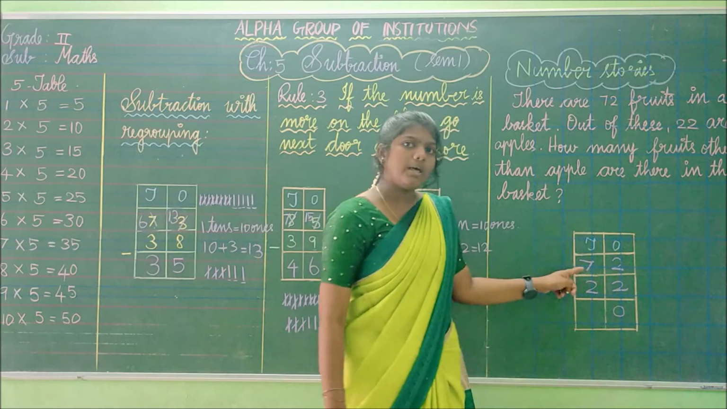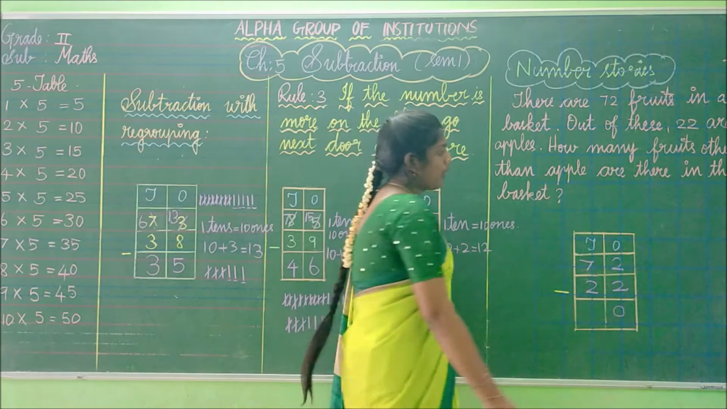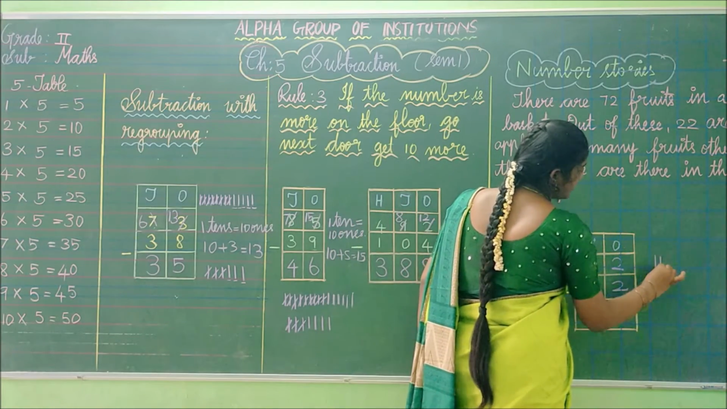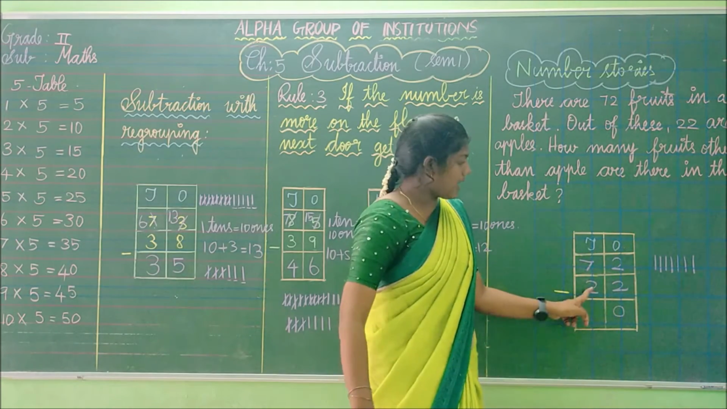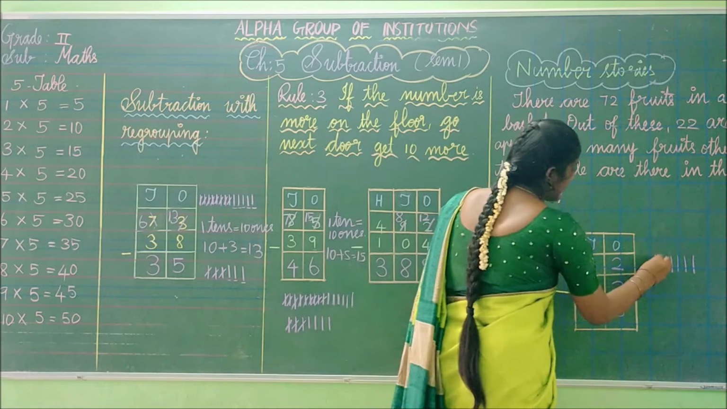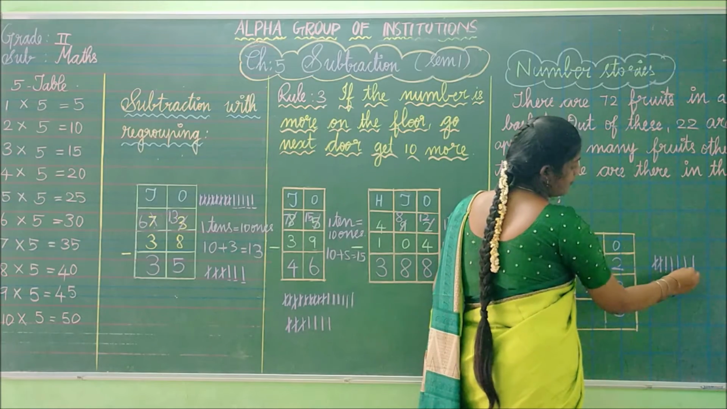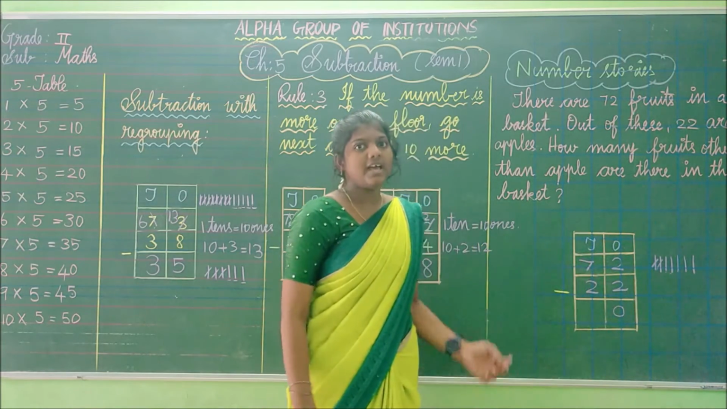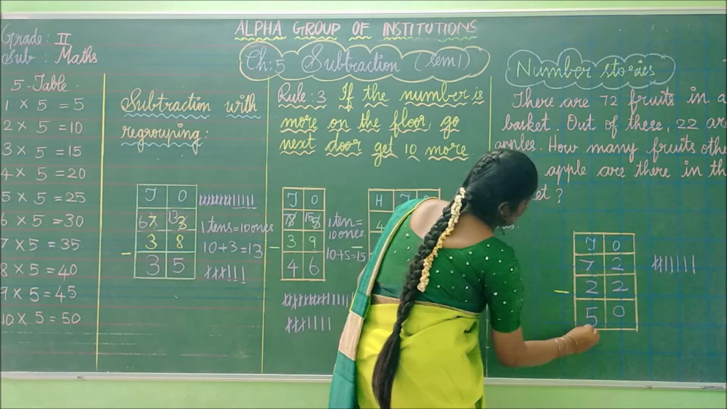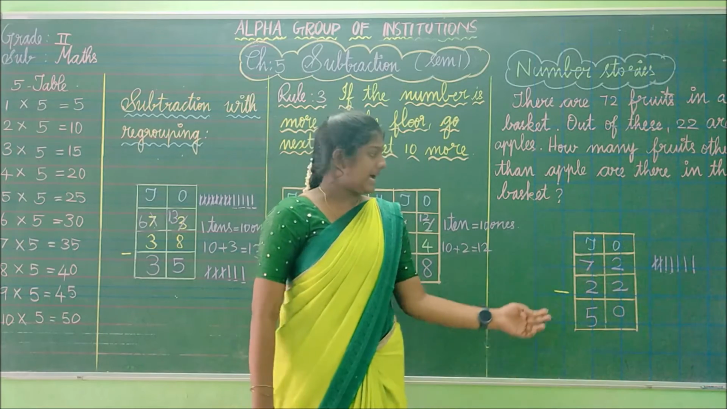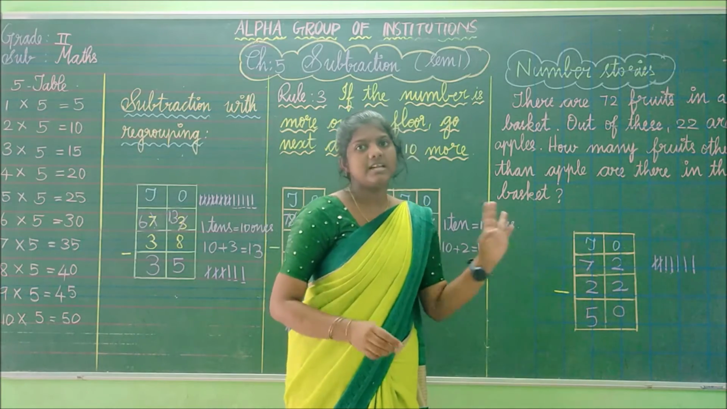And see here, tens column, 7 minus 2. Further, shall we draw the lines? Okay, I am going to draw 7 lines. 1, 2, 3, 4, 5, 6, 7. I am going to strike out 2 lines. 1, 2. And remaining how many lines are there? 1, 2, 3, 4, 5. So I am going to write 5 here. So in the basket there are 50 fruits other than apple. I hope you all understood this number story.